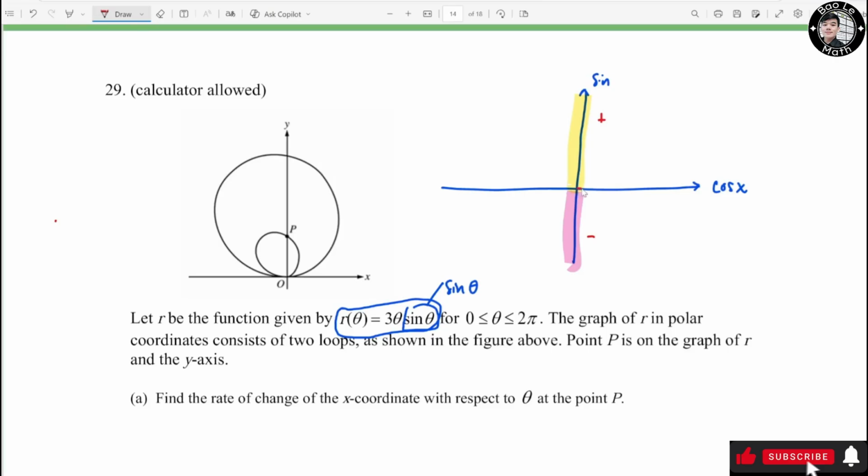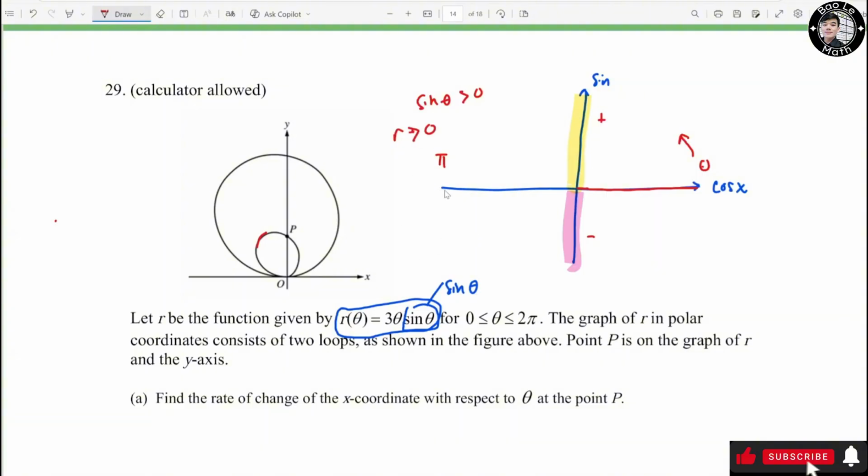Now angle theta starts from here, which is 0, right? It travels in the counterclockwise direction, right? And it's going to be pi right here. So from 0 to pi, this one is the inner loop, right? The sine theta is positive, right? And then the radius is positive.